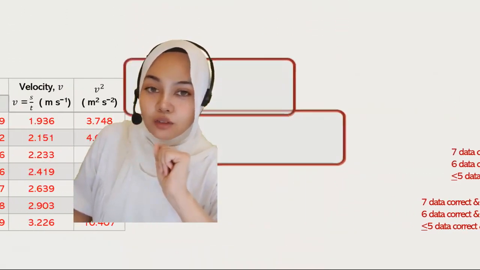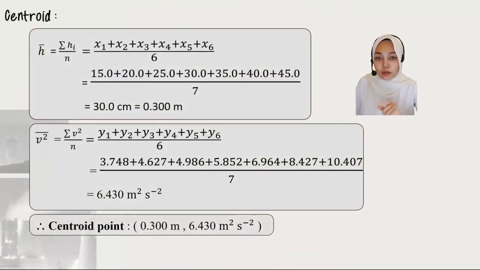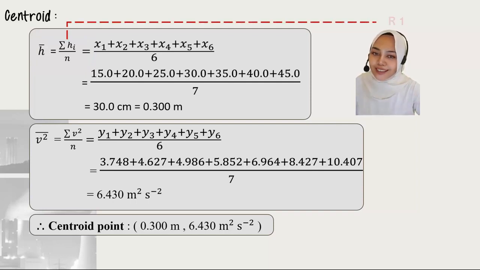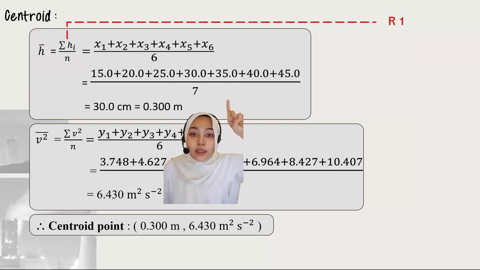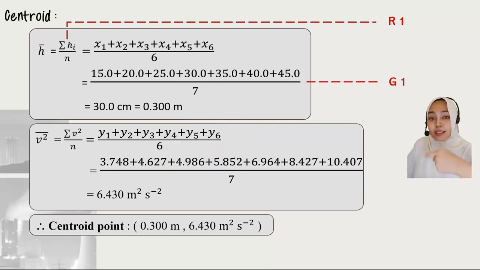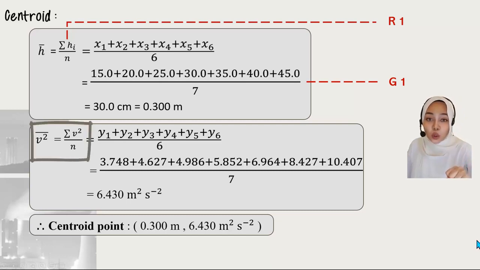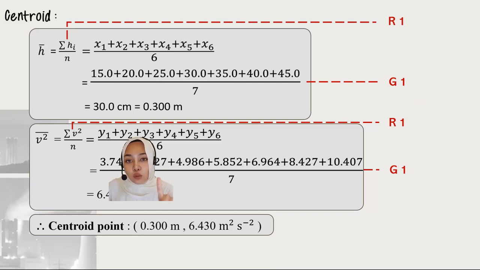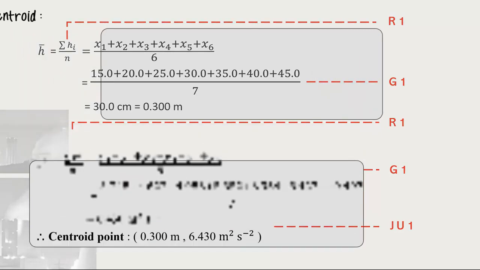Next, we go to calculation of centroid. If you write down your equation, summation of your data, in this case your H, over number of readings, N, you're going to be rewarded with R1. And the substitution, if you write it like this, all your data you include in your calculation, then you can get G1. Same goes for the x-axis quantity V squared, summation of all the data for the V squared over number of readings, R1, and the substitution G1. And lastly, for the centroid, if you write down the coordinate of the centroid together with its correct unit, JU1.